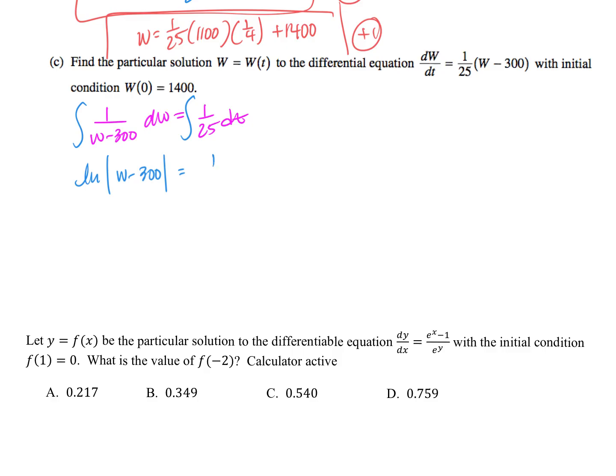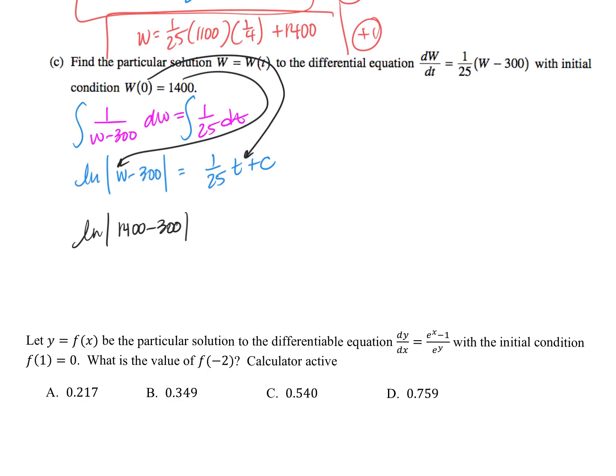1/25th t plus? Very good. At this point, you could solve for w or plug in the point. I find that we make the least amount of mistakes when we plug in the point. So what am I putting where? You down with my 1400 being my w and my 0 being my t?